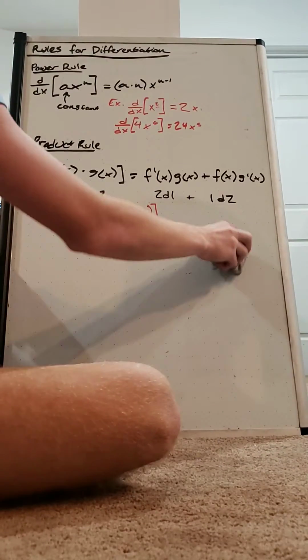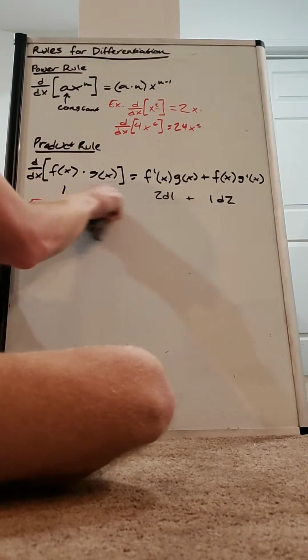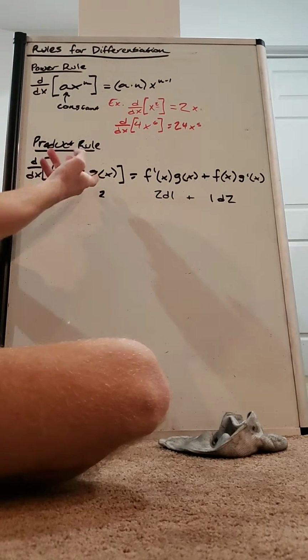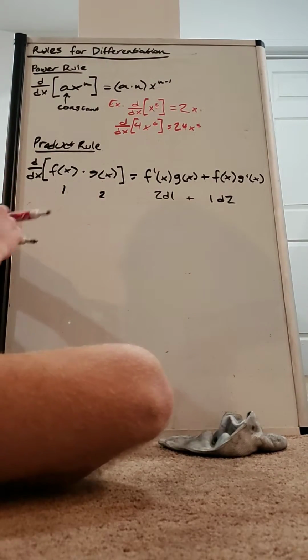And yeah, that's how you do the product rule. You just take the derivative of the first one, multiply it by the second one, and then do the opposite and add those two.